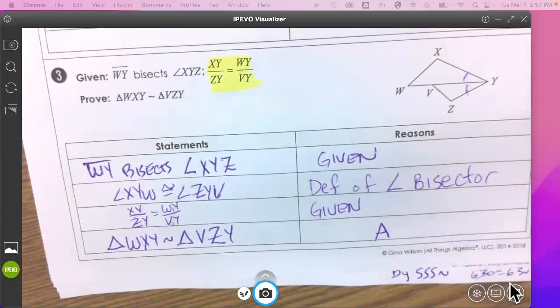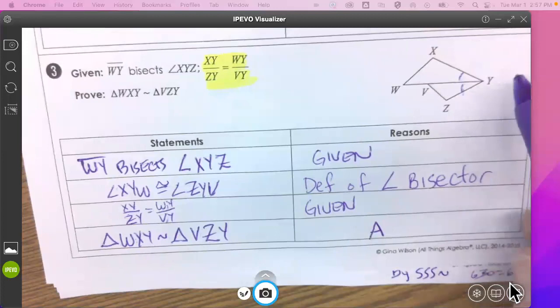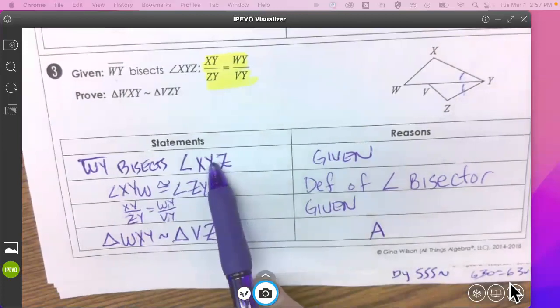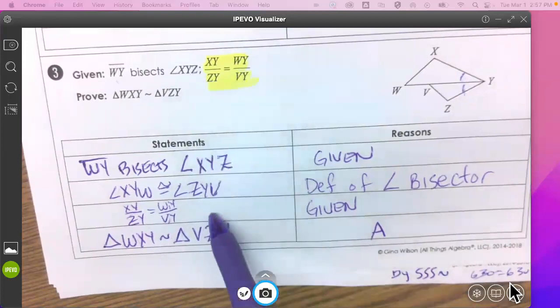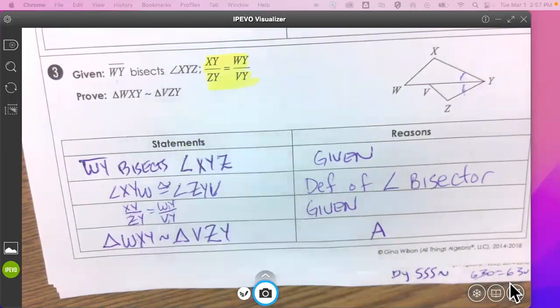The definition of angle bisector doesn't start off the given. So I chose to put this part of the given here, and then I chose to pull out the information that's relevant from it before I muddied the waters and brought in the second part of the given. They're two separate givens. They're separated by a semicolon here.